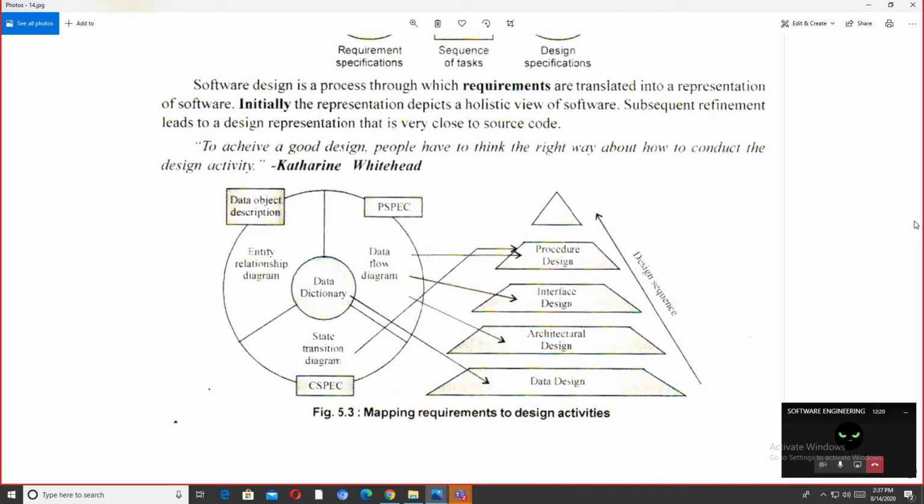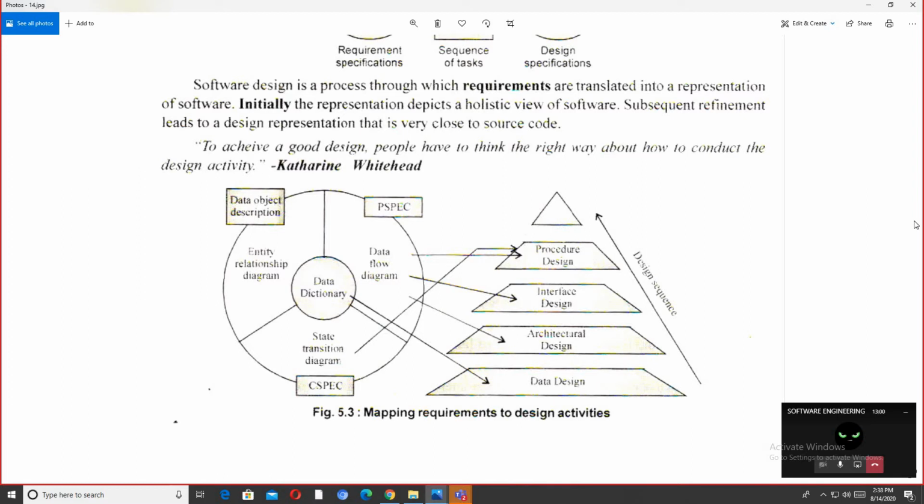These are the abstract form of the whole requirement specification data which we have collected through data flow diagrams, through the data dictionary, which we have discussed, through state transition diagrams and entity relationship diagrams. All these things are considered and then mapped onto the design sequence. For example, the data dictionary is mapped onto data design because it is a crucial part of data. And then the data flow diagrams, and relationships derived from them, are further mapped onto the architectural design, interface design, and procedure design.